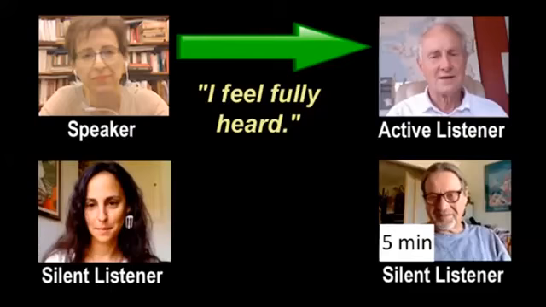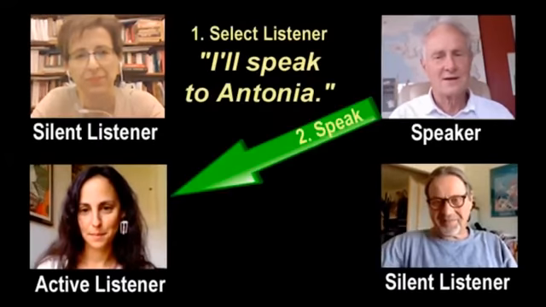At that point, the roles then rotate. The active listener becomes the speaker. The person they select becomes the new active listener. For everyone having equal time, it is good to select someone that hasn't spoken lately, but it is your choice. The others in the circle become the silent listeners. This process of taking turns in speaking and active listening continues for whatever time is allotted for the empathy circle.